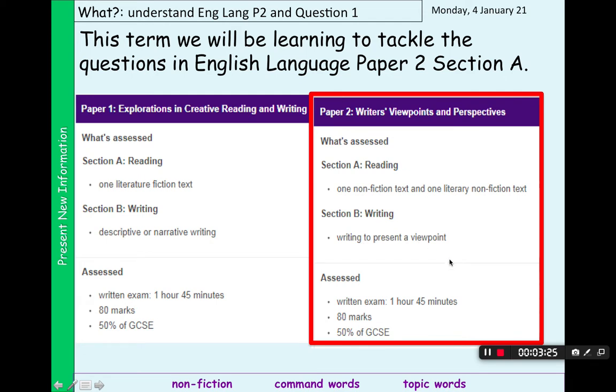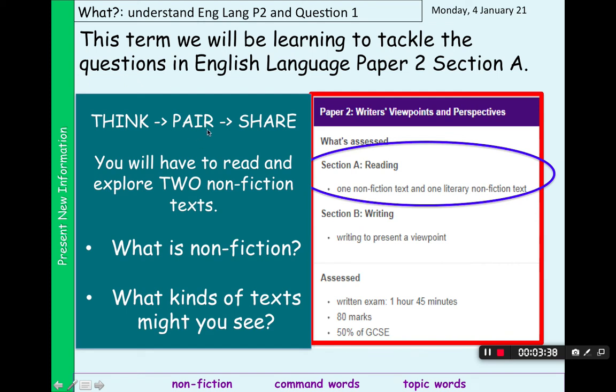So I just wanted to think about a couple of things. This term, we're just looking at the reading section, so looking at 2 texts and the 4 questions they'll ask you to look at. But just think about some things. In lessons, I'd normally get you to think, pair, or share, but I'll give you some time to think about these 2 questions below, and then I'll share my ideas. So the key part of this reading section of paper 2 is to read 2 nonfiction texts. So first of all, what exactly is nonfiction? And what kind of text might you see? What ideas do you initially have about that?